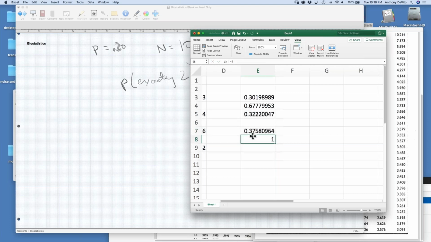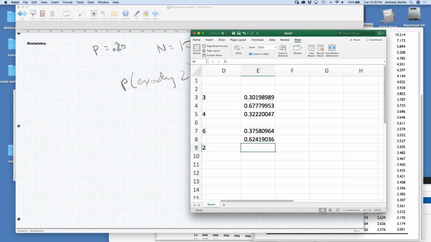Whoops, I didn't put an equal sign in there. I did put an equal sign in there. 1 minus this value, and that's the probability for 2 or more percent. More than 1 is the same way as saying 2 or more, right? In either case, that's how you would solve that particular problem.